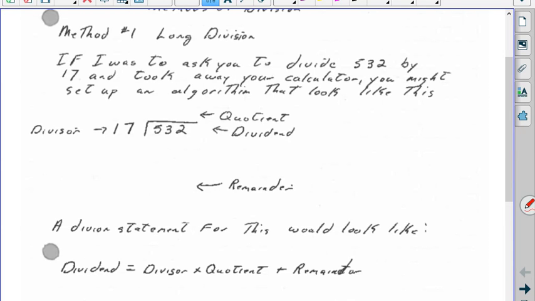We have... Now, 17 doesn't go into 5. Okay, that makes sense. 17 goes into 53. Yes. Okay, 34, add 17 to 34, 51. So 17 goes into 53 3 times.